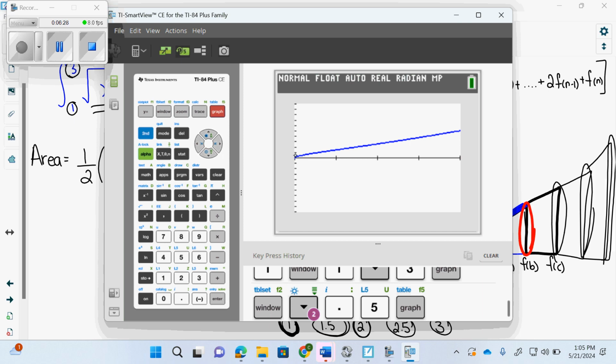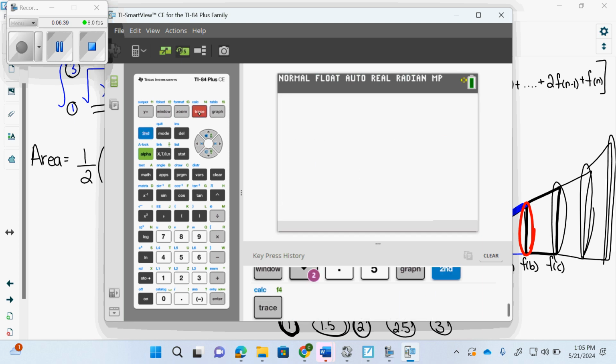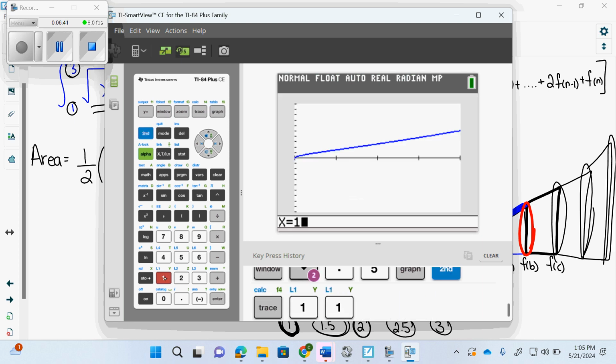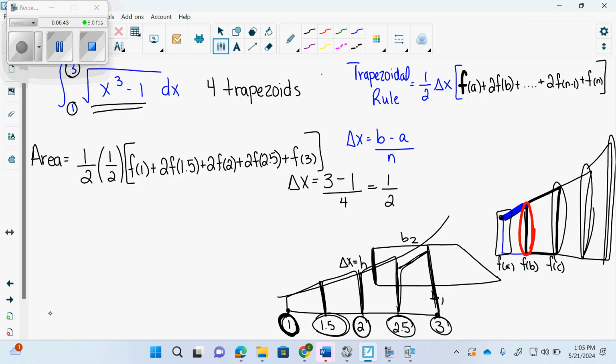So how do we get f of 1? Well, we could plug it into the actual formula and find it out, correct? Which is 0, because 1 cubed minus 1 is 0. Square root of 0 is 0. Or we can go second trace value 1. Either way, I have to show the work. So I'm going to go f of 1 equals the square root of 1 cubed minus 1, which is 0. We agree?